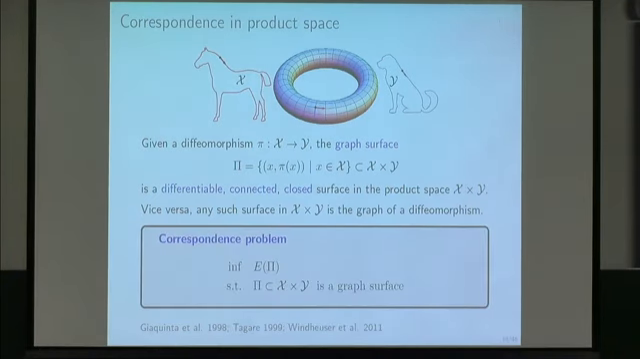Basically, we can formulate the correspondence problem as minimization of some energy of the submanifold over all submanifolds in the product space. There are a few works in the past that attempted solving this problem in this way, but I think all of them suffer from extremely high computational complexity.